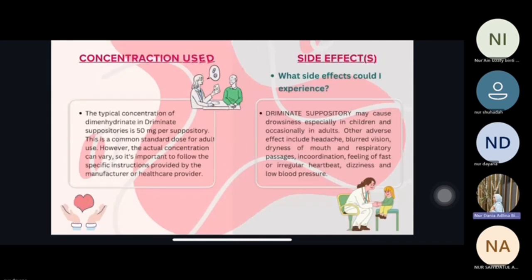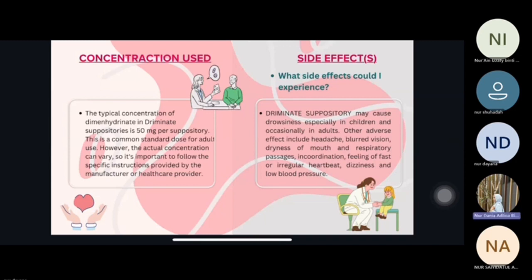Next is the concentration used. The typical concentration of dimenhydrinate in Dreminate suppository is 50 mg per suppository. This is a common standard dose for adult use. However, the actual concentration can vary, so it's important to follow the specific instructions provided by the manufacturer or healthcare provider.